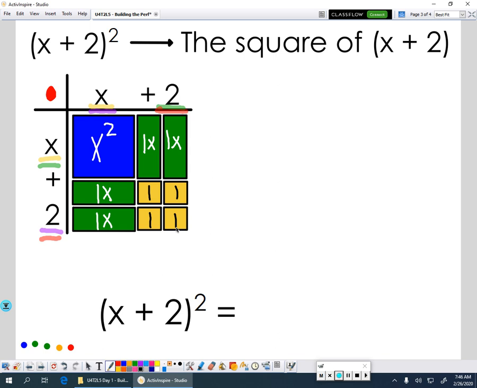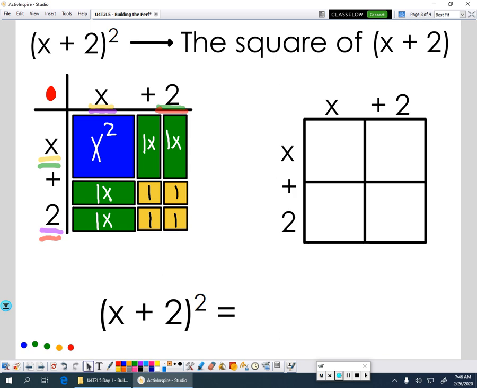And you may be thinking, well, what does that do for me? How is that useful? Well, what we can do is take this and use what we call the box method to find the answer to this problem. So we're going to take this idea of this model and do it out mathematically over here. So I'm going to do x times x, which is going to give me x².